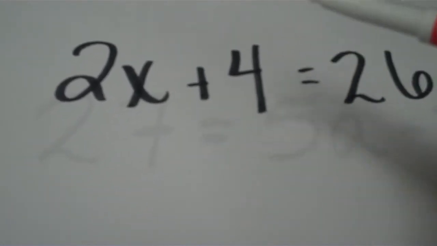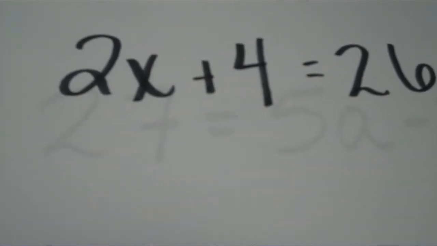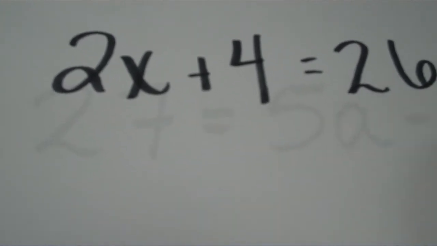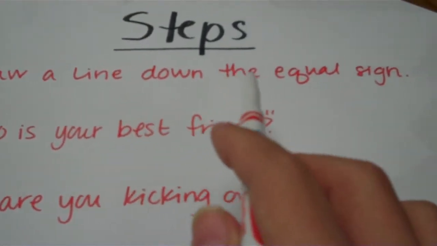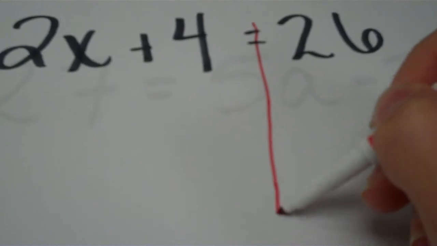Now, some of you could do this in your head by plugging in numbers, but I need you to learn the process, because when I throw in negatives or fractions or decimals, you'll understand how to do it. Okay? So here's our problem. The first thing you always do is draw a line down the equal sign. So we're going to draw a line all the way down.